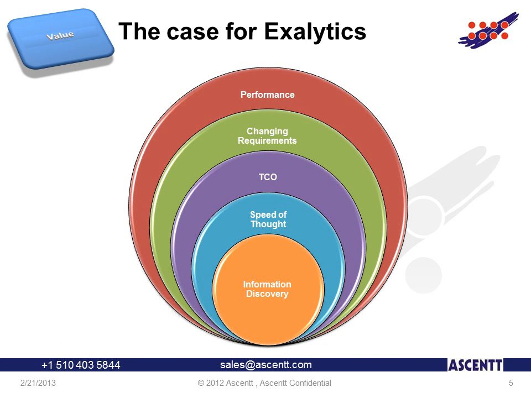So here are the 5 generic use cases for Exalytics: performance, changing requirements, total cost of ownership, speed of thought, and information discovery. And you'll find that these 5 generic use cases are involved in any business use case you may see out there for Exalytics. Let's look at performance. The computational power, the in-memory processing, it's just plain faster than any commodity hardware out there. And we have the benchmarks to prove that in our increasing productivity with Exalytics webcast.